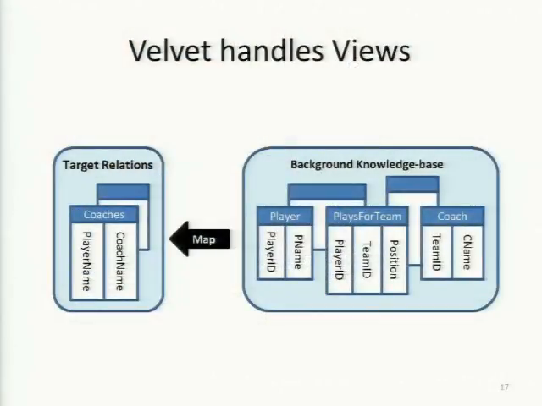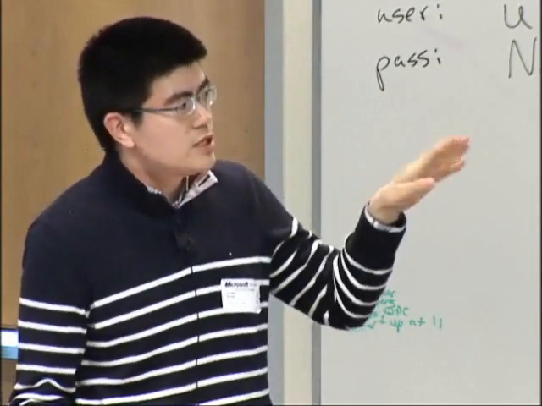So the output of our system is a database view with the operators join, union and selection, and we build mappings from the target relation to a view over the background knowledge base.